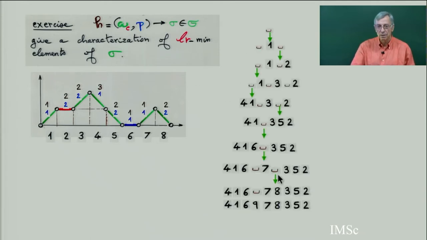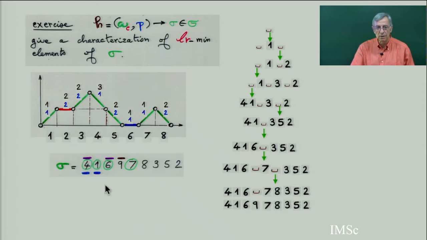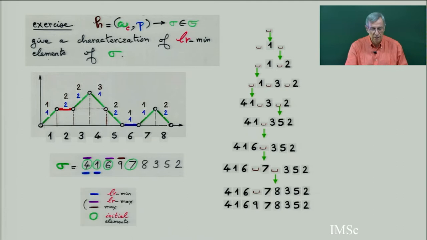So here is the construction of the Laguerre history, and here in an example, the permutation is 4, 1, 6, 9, 7, 8. In blue, I put the left to right minimum elements. In these two colors, the left to right maximum elements. In brown, the maximum element, and here, the initial elements. And you see the 7 is outside, it is not a left to right minimum, not a left to right maximum. It's more general than these two kinds.